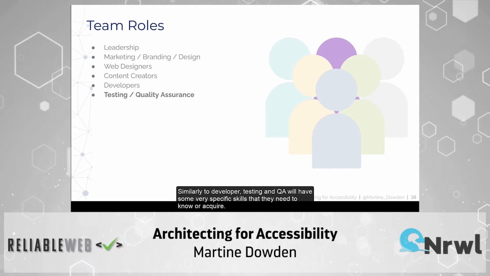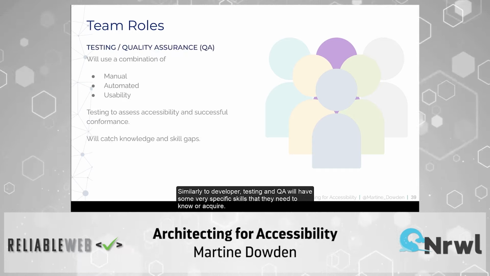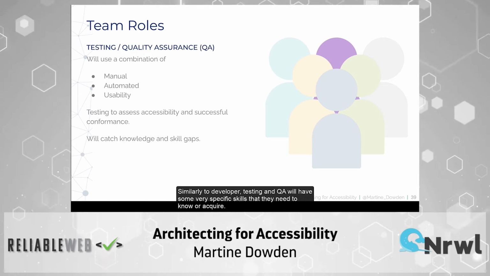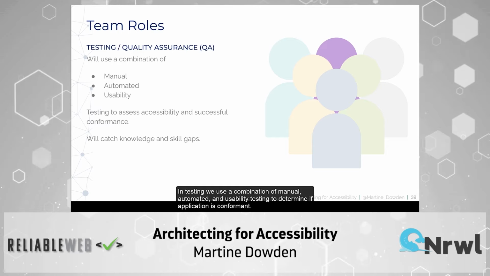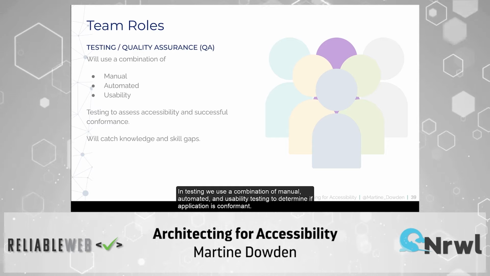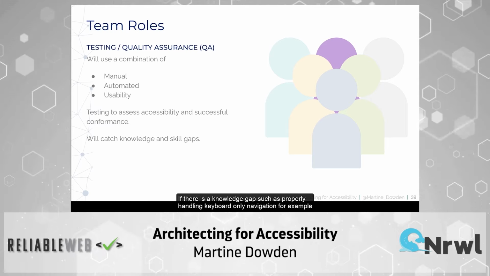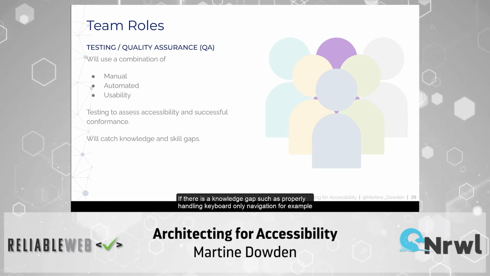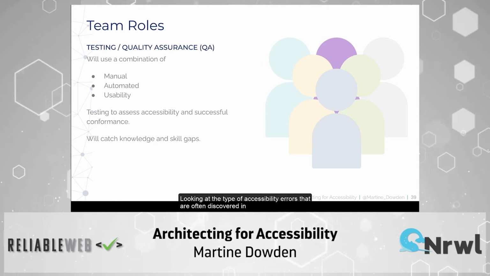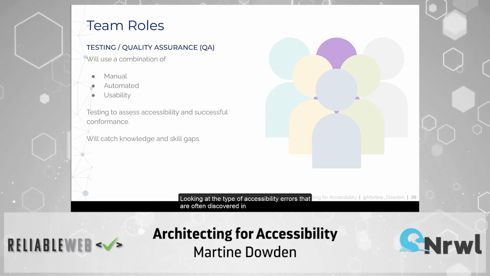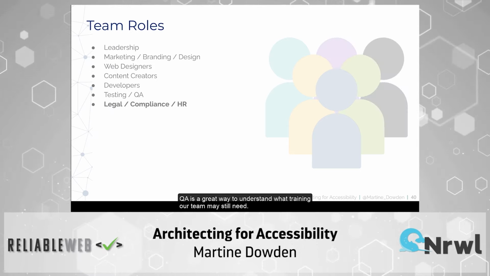Similarly to developers, testing and QA will have some very specific skills that they need to know or acquire. In testing, we use a combination of manual, automated, and usability testing to determine if the application is conformant. If there is a knowledge gap, such as properly handling keyboard-only navigation, for example, more than likely QA is where it will show up. Looking at the type of accessibility errors that are often discovered in QA is a great way to understand what training our team may still need.